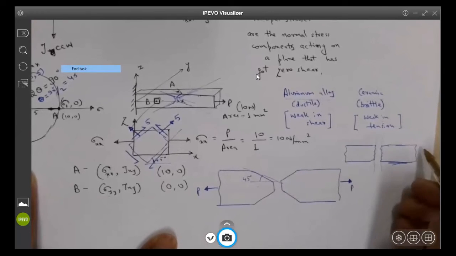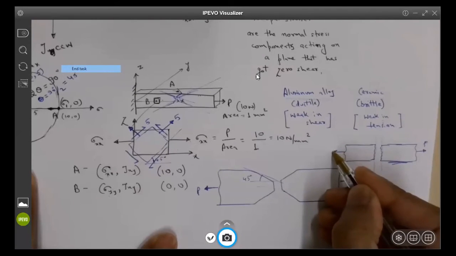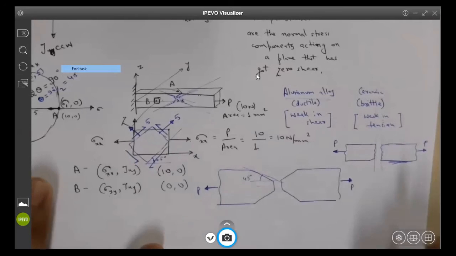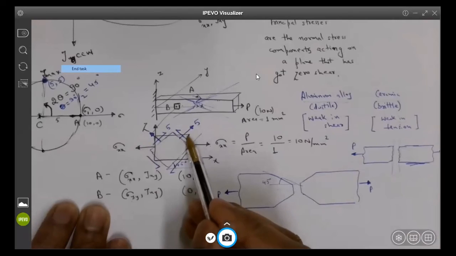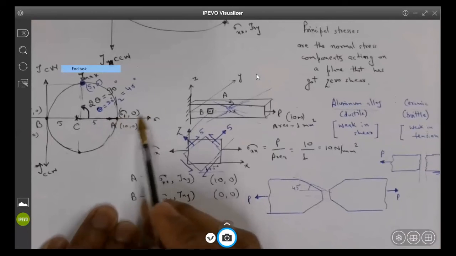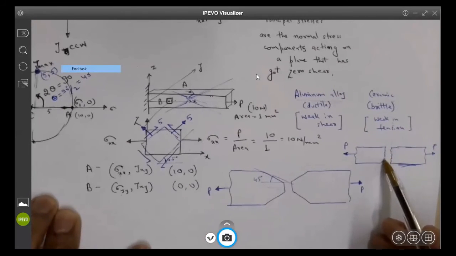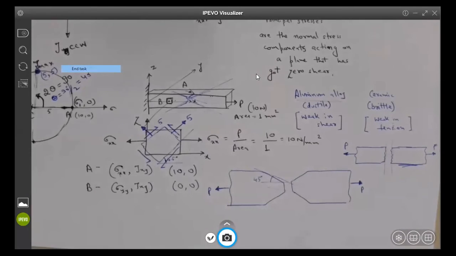Will fail like this. And this is the load you are applying. Because the normal stresses are maximum along the 0-degree plane, which is aligned with the load axis, the ceramic or the brittle materials, which are weak in tension, will fail along these specific planes. Got it. Yeah. Are you guys getting what I'm trying to convey here, or what message I'm trying to convey?